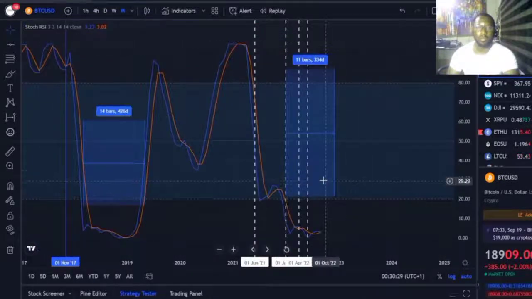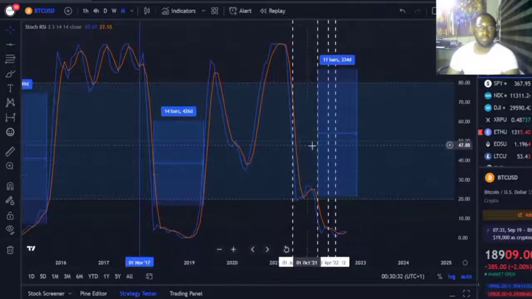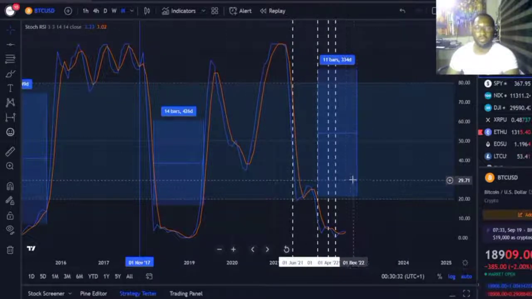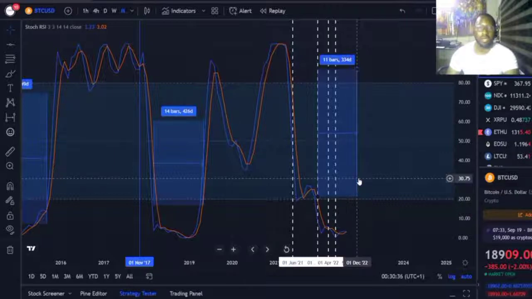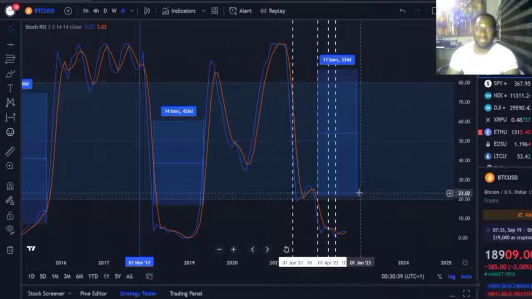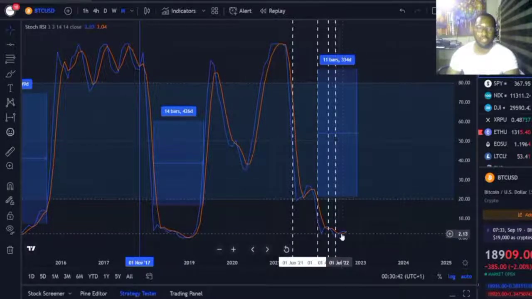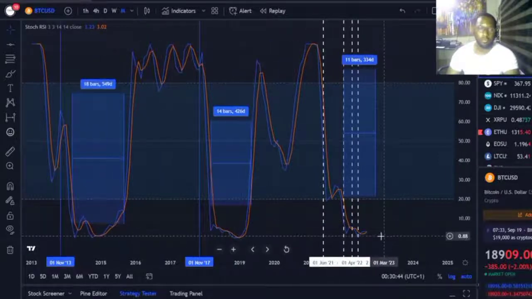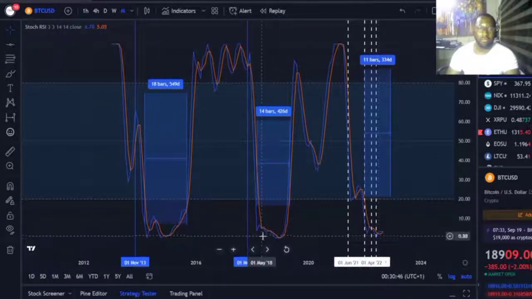Okay, this is what I'm saying. Within this phase is where you're supposed to have the bottom. This is going to take us to December 2022. And that doesn't mean December is the bottom, but that basically means within this region, we are going to have our bottom.